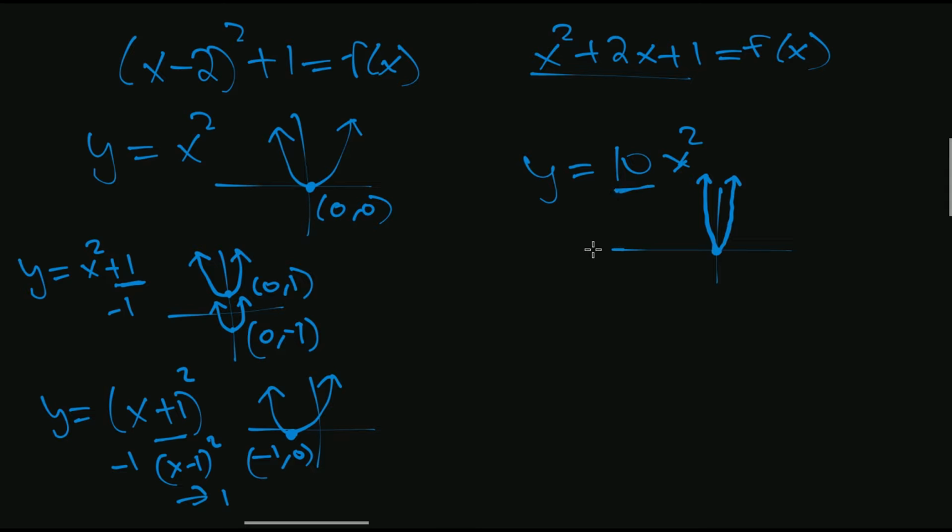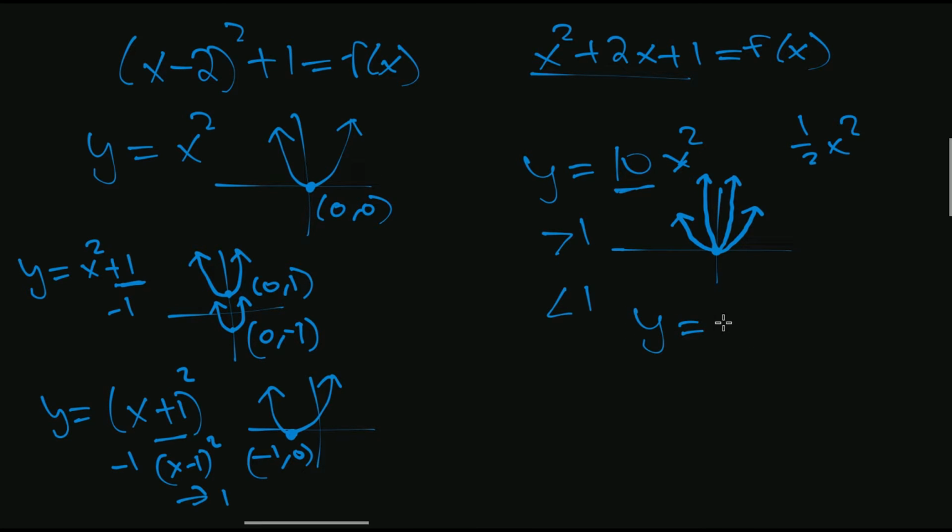If this number in front of your x² is greater than 1, it's going to increase the steepness of your graph. If it's less than 1, like let's say if this was 1/2 of x², well now all your values are being multiplied by half, so you're going to get higher slower, so it's going to decrease the steepness.